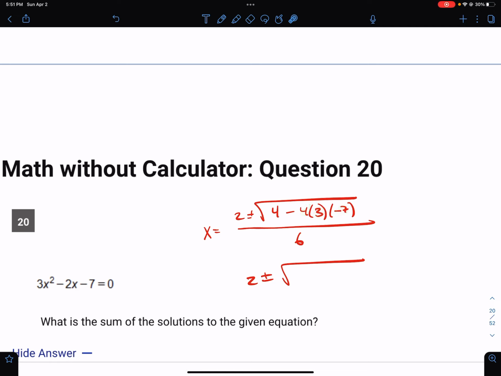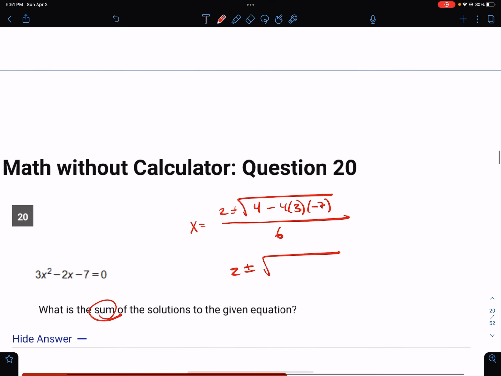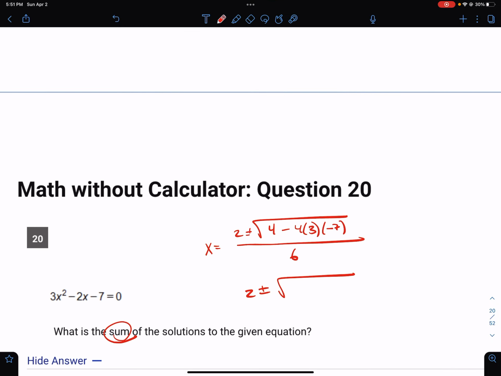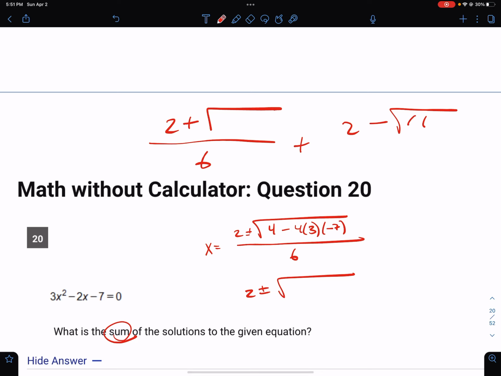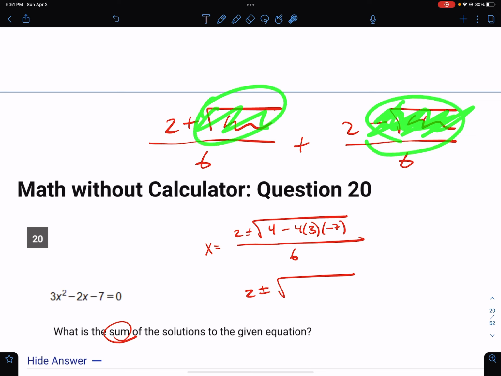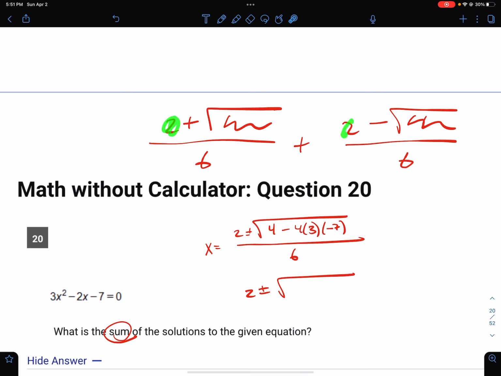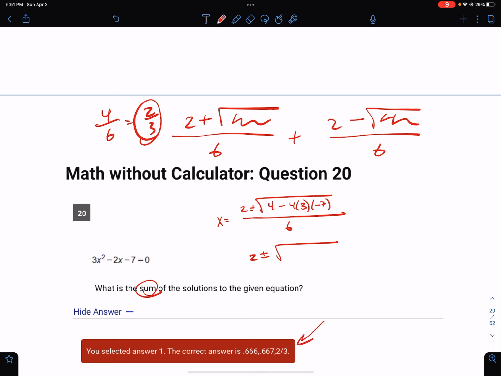To be honest, you don't even need to do that because the answer is just going to be 2 plus, watch this, because it's asking for the sum. I've seen them do this all the time on the SAT. They do 2 plus the root all over 6 plus 2 minus the root over 6. Because they have common denominators, you can just add them. Aren't these two radicals just going to cancel? Because if it's plus that and minus that, they just cancel. So the answer is 2 plus 2 over 6, which is 4/6, better known as 2/3. And you just bubble that into your grid-in, and you're done. I think that's correct. Yep, it's correct.